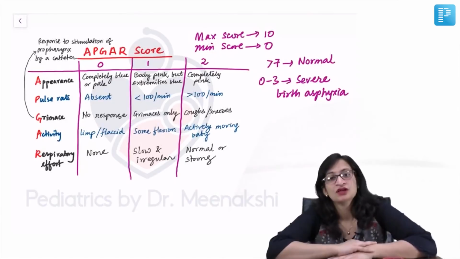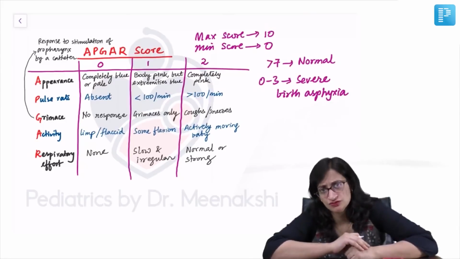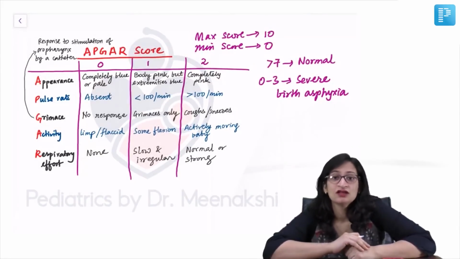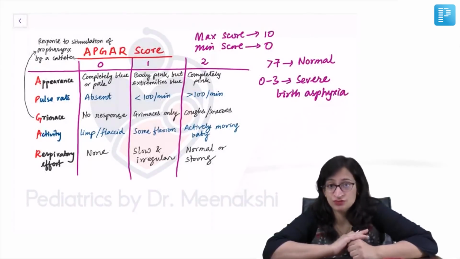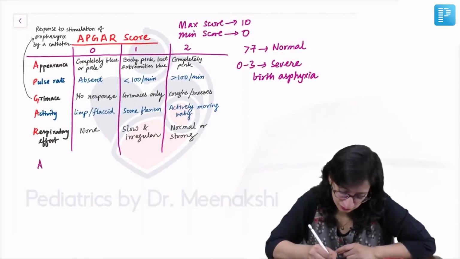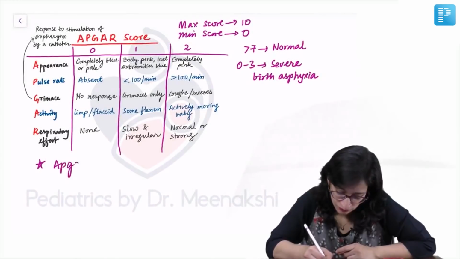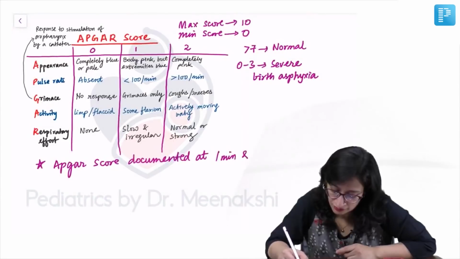Okay. A few important things that we need to remember about the Apgar score: if you have ever seen the birth documents of a neonate, you would see that we usually document the Apgar score at 1 minute of life and at 5 minutes of life. Okay. So the Apgar score is documented at 1 minute and 5 minutes of life.